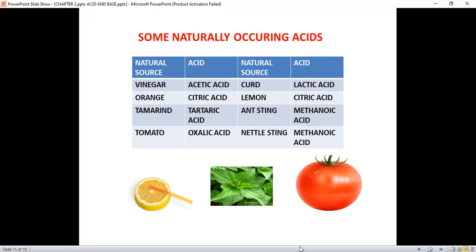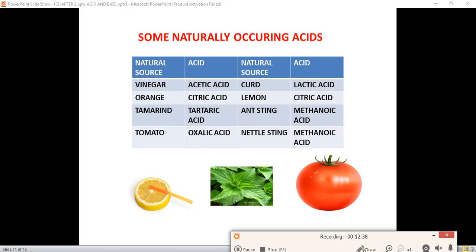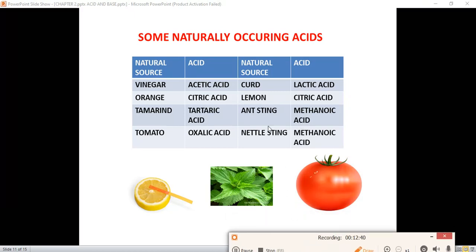Now we'll have a look at some of the naturally occurring acids. We'll see in which fruits or vegetables which type of acid is present. In vinegar, which acid is present? Acetic acid. Orange contains which type of acid? Citric acid. Tamarind contains which acid? Tartaric acid. Tomato contains which acid? Oxalic acid. In curd, which acid is present? Lactic acid. And in lemon? Citric acid.